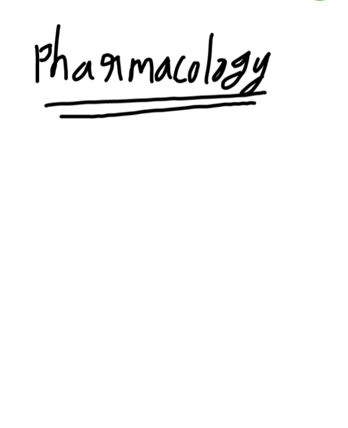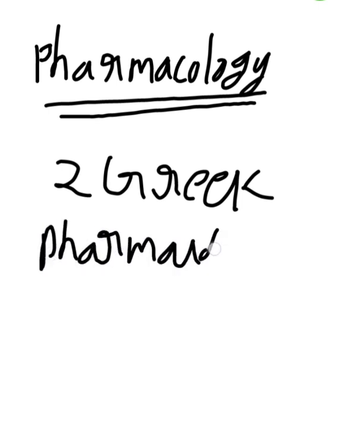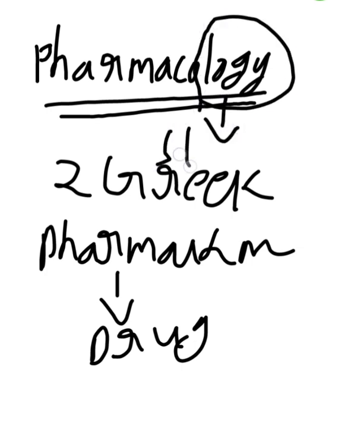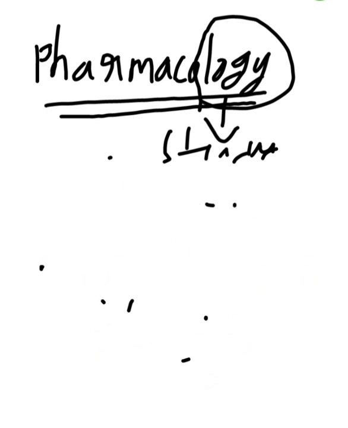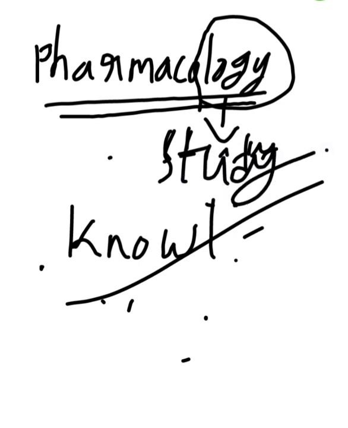Okay, first of all, I will tell you that pharmacology is a word derived from two Greek words. One is pharmakon, which means drug. The next word, logi, means study or knowledge. Logi means study or knowledge. Understood, knowledge.